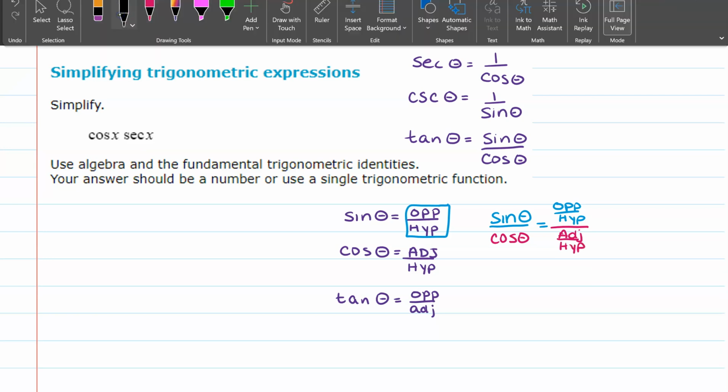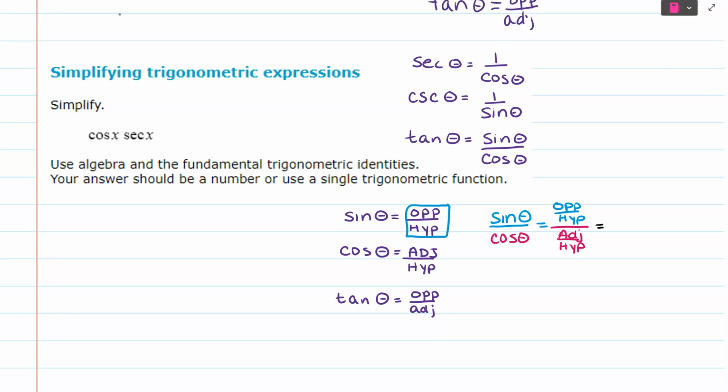Fraction math says keep, change, flip. So we would do opposite over hypotenuse times, I'm changing this divide to times, and now I have to flip this guy, so hypotenuse over adjacent. And in the fraction you've got hypotenuse on top and on bottom, and it just becomes opposite over adjacent, which was tangent. So tangent is sine over cosine.